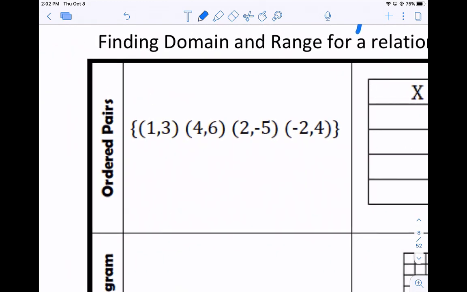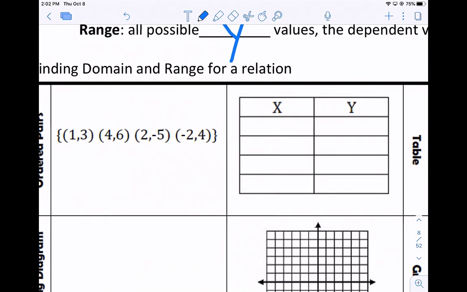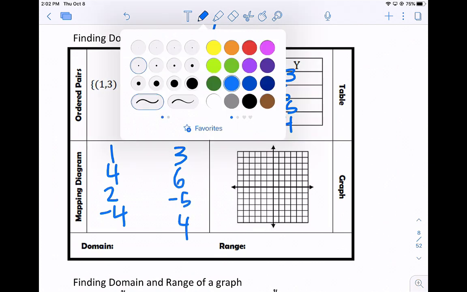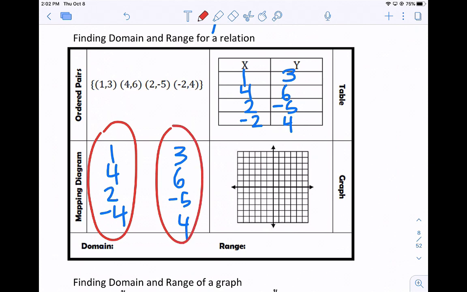So let's take a look at finding domain and range for the following relation. And this relation we can write many different ways. As ordered pairs, we can put those ordered pairs in a table. So 1, 3, 4, 6, 2, -5, and -2, 4. We can draw it as a mapping diagram. A mapping diagram essentially puts the domain in one oval and the range in another, and then it connects them. So here's the domain, here's the range, and then it connects what goes with the 1. So the 1 goes with the 3, the 4 goes with the 6, 2, -5, -2, 4. And I could have put them in any order, my arrows could have crossed. But that's what a mapping diagram will look like.